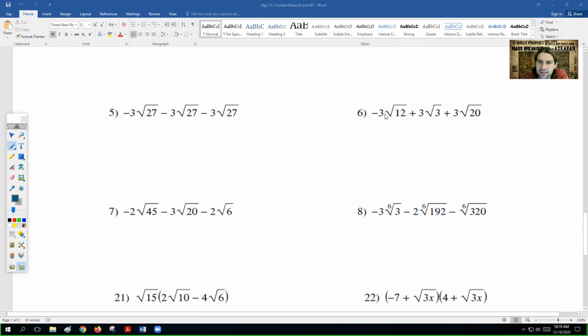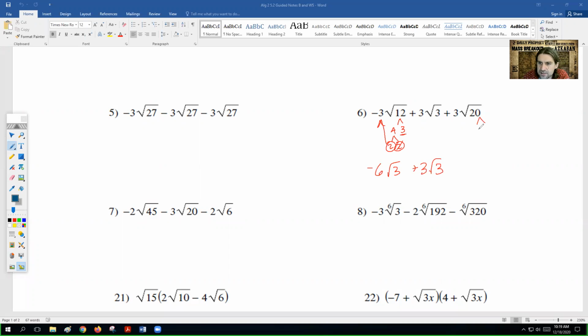What about problems like this? 3 radical 12 plus 3 radical 3 plus 3 radical 20. Not the same radicals. But if we break them down, 3 radical 12, let's see, that'd be 4 and 3. 2 and 2. We could break a 2 out and make this a 6 radical 3, because we'd have that 3 left over, plus the 3 radical 3.